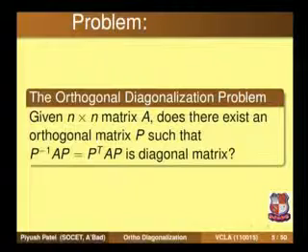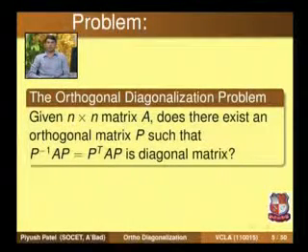Now let us define the problem, the orthogonal diagonalization problem. Given an n by n matrix, we seek an orthogonal matrix P such that P transpose AP, where P transpose is the same as P inverse, is a diagonal matrix. Is it possible for all matrices? If so, then such a matrix is called an orthogonally diagonalizable matrix. And the next question is, are all matrices orthogonally diagonalizable? All these questions we will be discussing one by one.